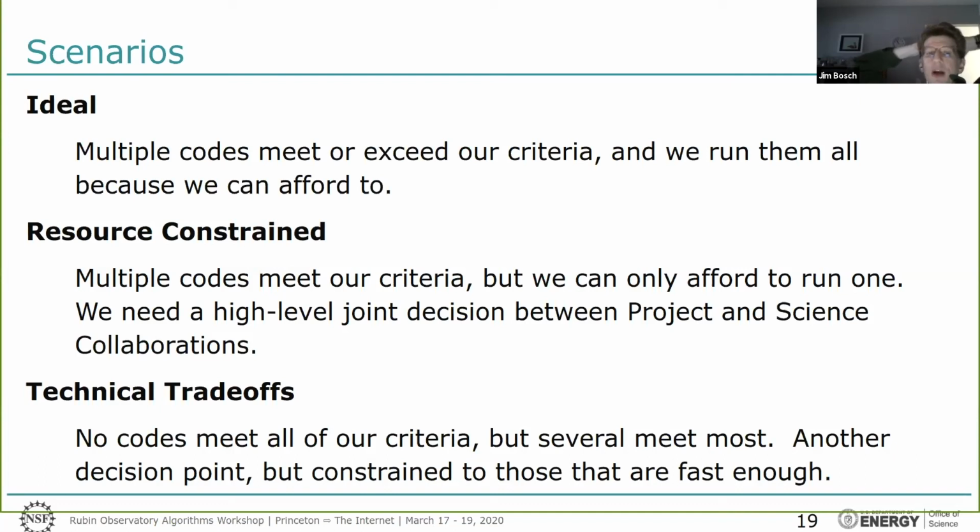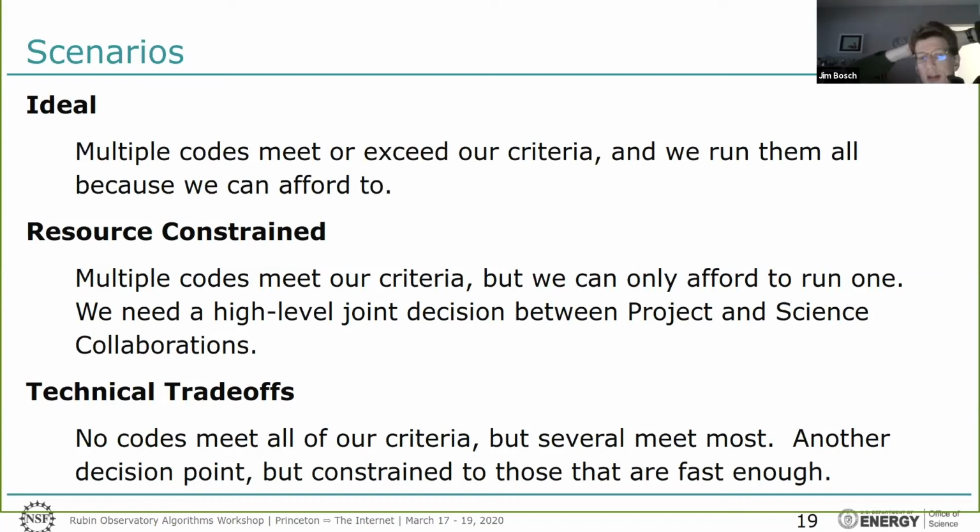It's also possible, though, that we'll be resource constrained, that multiple codes might meet our criteria, or, more accurately, the science collaborations' criteria, but we can only afford to run one. And I think we need to think about being able to make a high-level joint decision between the operations project and maybe at some level for DR1, the construction project, and the science collaborations, if we have to make a super high-level, impactful choice on this question.